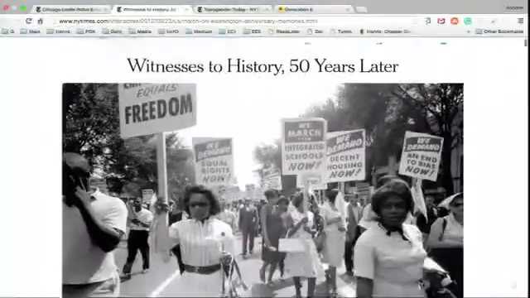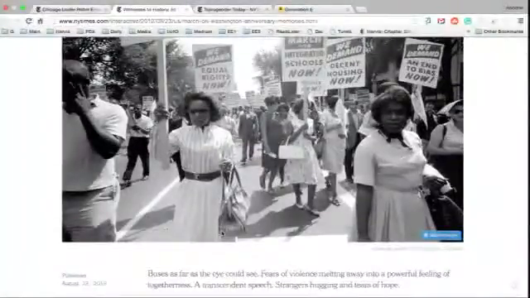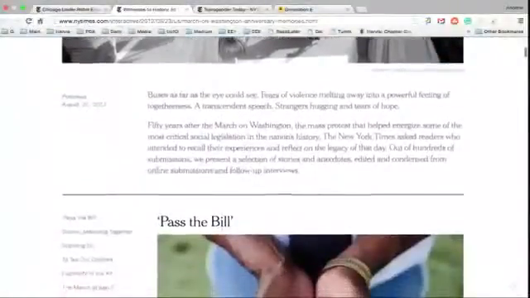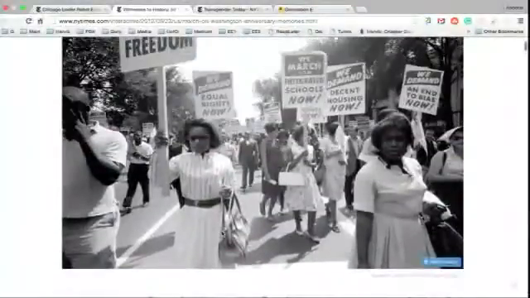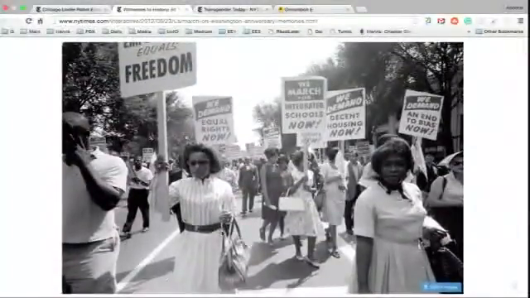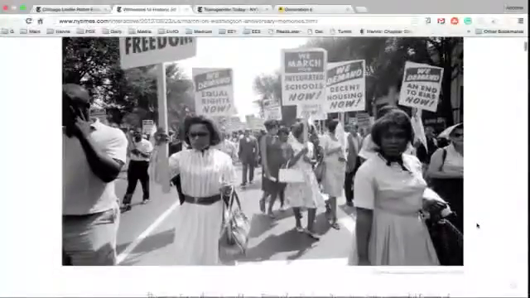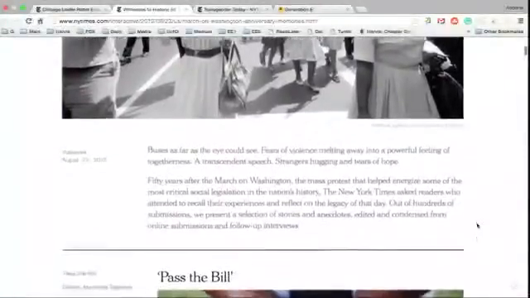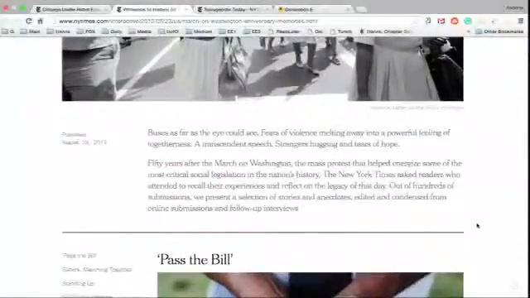Working up the levels of complexity a little bit. A couple of years ago was the 50th anniversary of the March on Washington, which is a huge moment in the Civil Rights Act in the United States. And so what we wanted to do was capture a narrative of the experience of people who attended the rally, and be able to understand what it was like from a first person account.